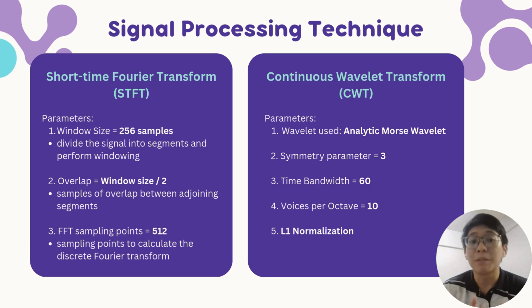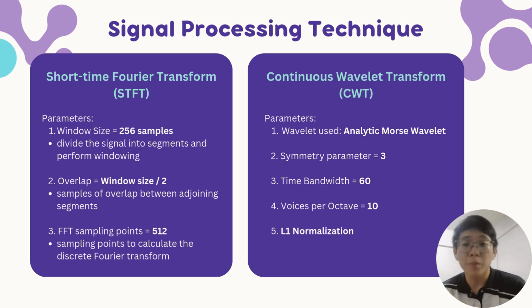And the next one will be the symmetry parameter of the wavelet. The higher value of the symmetry parameter makes the wavelet function more symmetric, which is very ideal for capturing signal structures with smooth and gradual variations in time. For our case, the symmetry parameter we use is equal to 3. Next, we move on to the time bandwidth. The time bandwidth that we choose is 60.